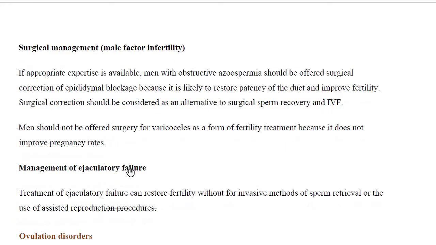Surgical management of the male factor. If appropriate expertise is available, men with obstructive azoospermia should be offered surgical correction of the epididymal blockage because it is likely to restore patency of the duct and improve fertility. Surgical correction should be considered as an alternative to surgical sperm recovery and IVF. Men should not be offered surgery for varicocele as a form of fertility treatment because it doesn't improve pregnancy rates.